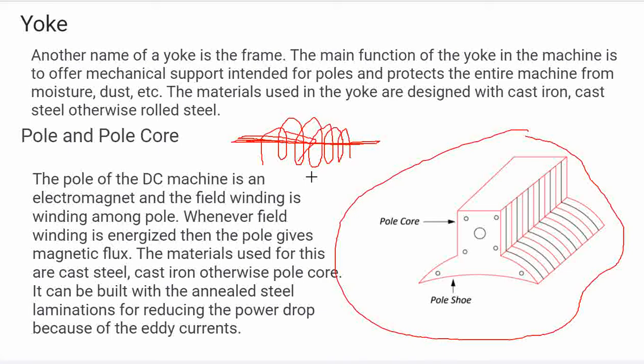Whenever the field winding is energized, the pole gives magnetic flux. This flux is the operating flux to operate the machine. So basically the pole and pole core is made of cast steel and cast iron. Okay, and it can also be built with annealed steel laminations for the reduction of loss because of the eddy current. So this is the information about the pole core and pole.